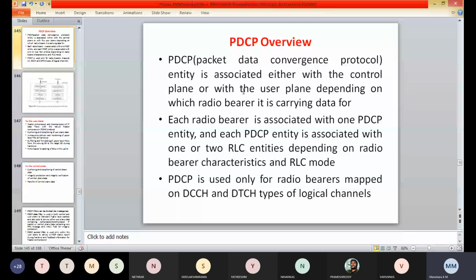Here in the PDCP overview, the main services and functions of the PDCP sublayer for the user plane and control plane are shown in this figure. This figure indicates the PDCP functions and main services for the user and control plane. So make a note of this figure. This is also very important.